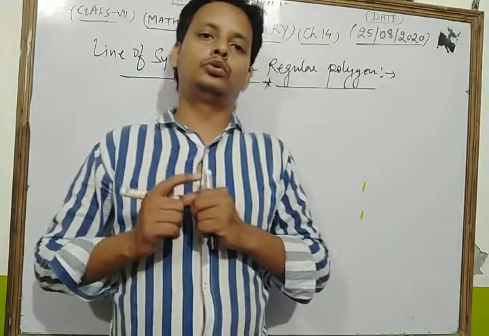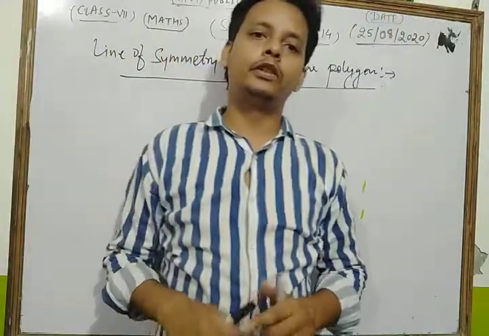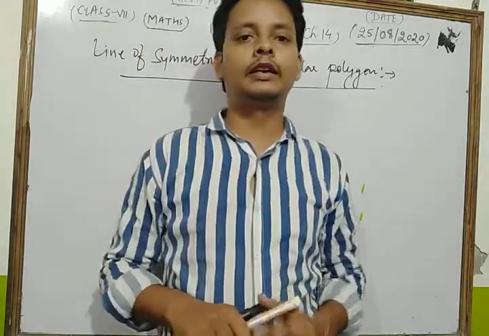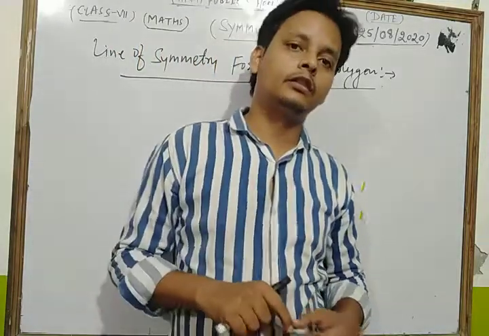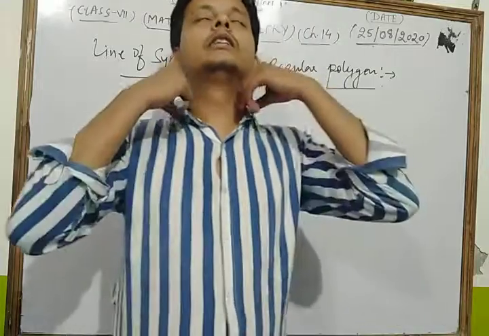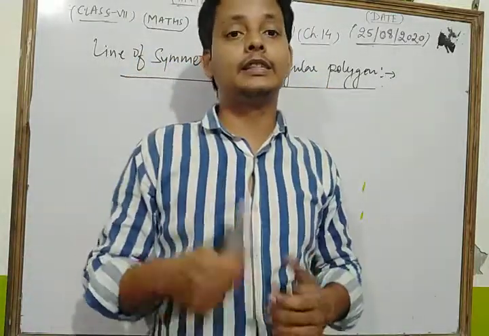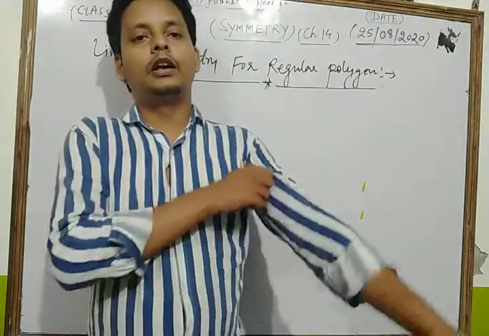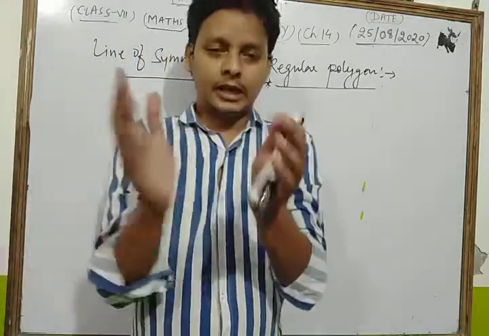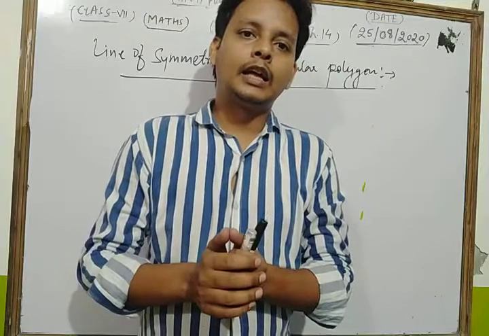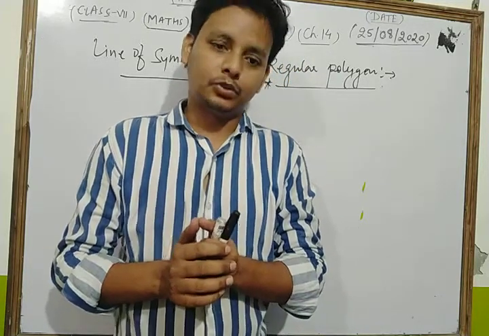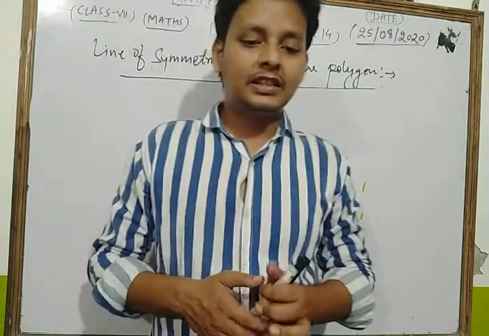Regular polygon: you know that if a shape has equal sides and equal angles, then it is said to be a regular polygon. Like an equilateral triangle is an example of a regular polygon. A polygon is a figure bounded by line segments.